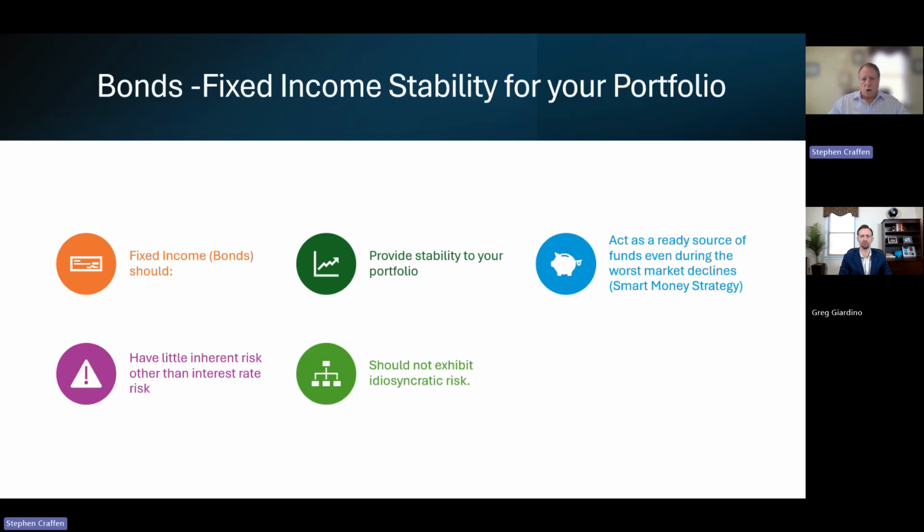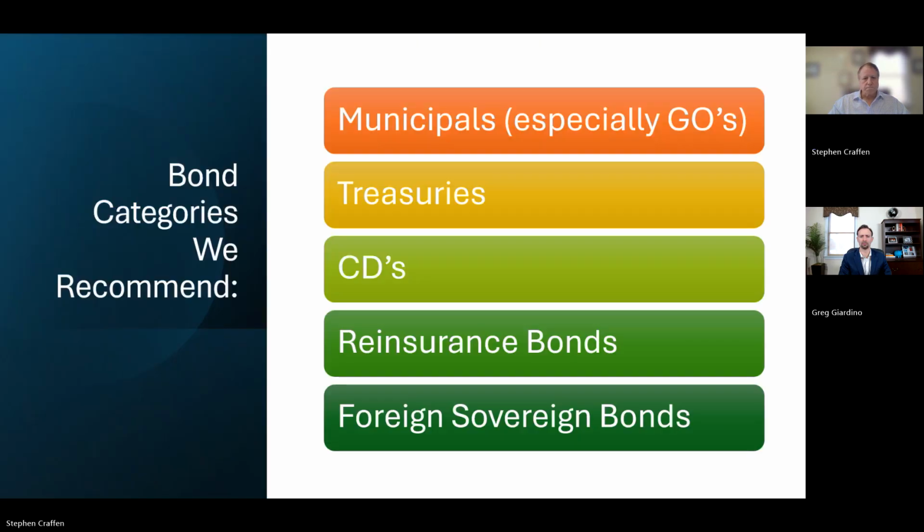This should have little inherent risk. It shouldn't have much default risk, or credit downgrade risk, which corporates have. And it should also experience very little what we call idiosyncratic risk. That's the risk that's unique to a specific company or debtor or provider of the instrument. So these are the categories that we recommend and typically buy for our clients.